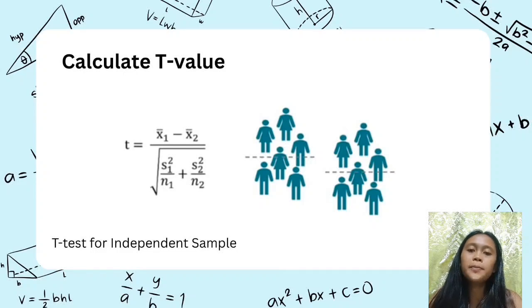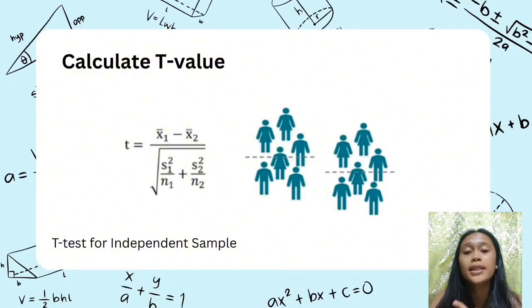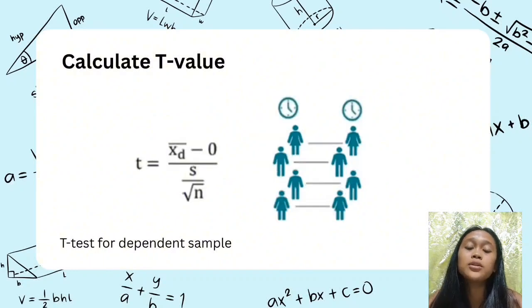Next is the independent sample t-test, which is used to compare the average of two groups. First, you have to subtract the average of group 2 from the average of group 1. Then divide that by the square root of the variance of each group divided by how many values each group has.